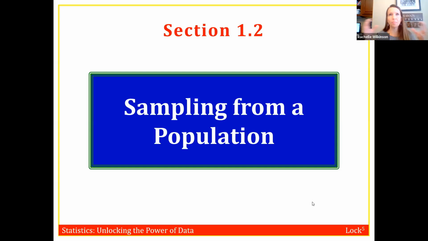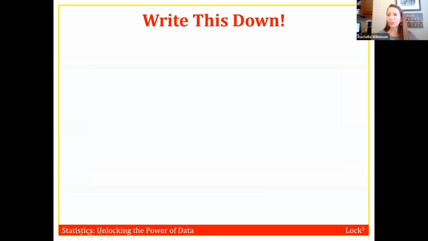And today we're going to talk about where that data came from, or how we collect data. And one way that we do that is by sampling from a population. All right, so first we're going to start with more terminology. There's a lot of definitions in this first section that we have here.